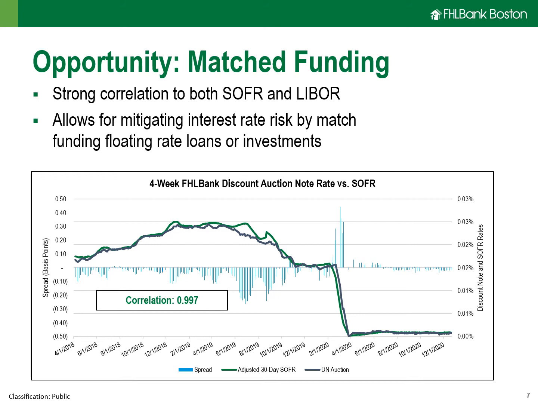And the chart here, what we're looking at is the 4-week discount note auction compared to an adjusted 30-day SOFR. As you can see, the relationship is very strong with these two rates.